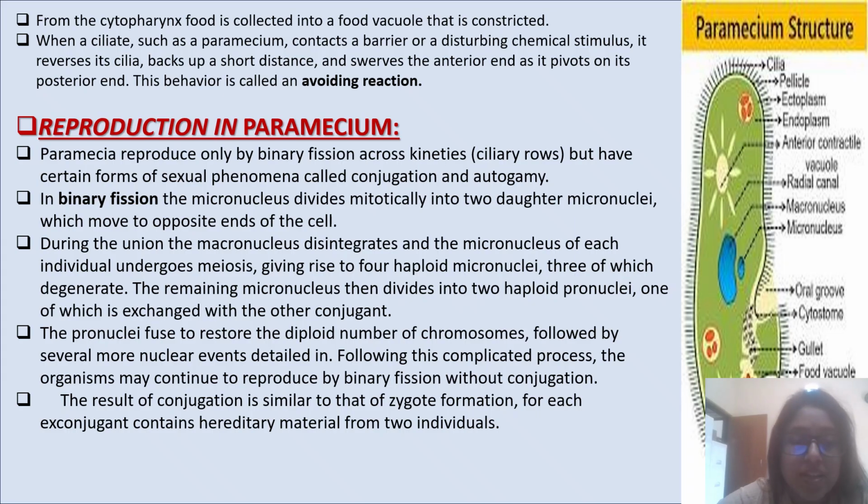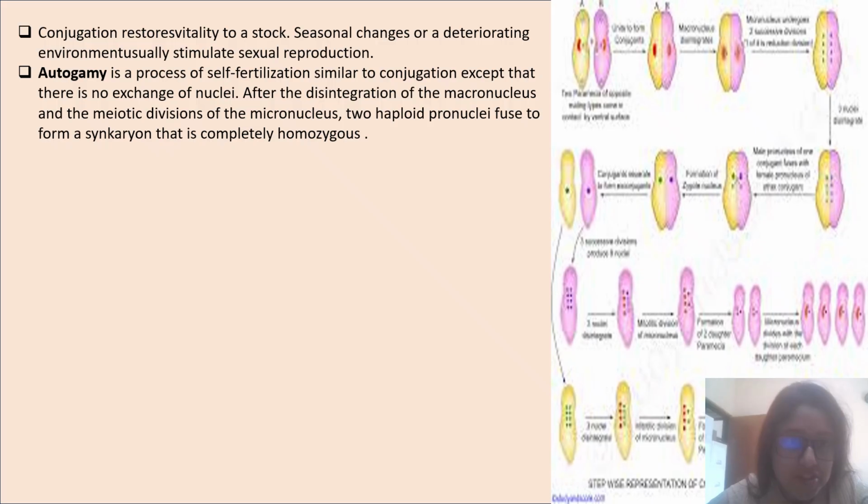The organism may continue to reproduce by binary fission without conjugation. The result of conjugation is similar to that of zygote formation, for each ex-conjugant contains hereditary material from 2 individuals. Next, conjugation restores vitality to a stock. Seasonal changes or a deteriorating environment stimulate sexual reproduction.